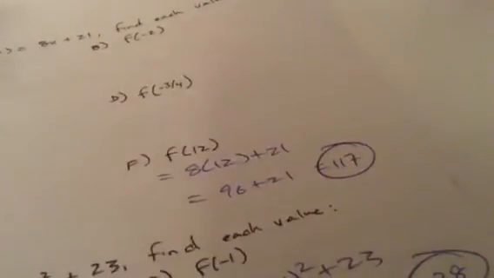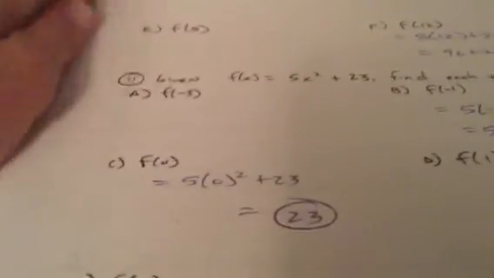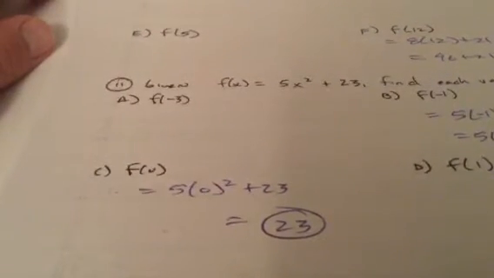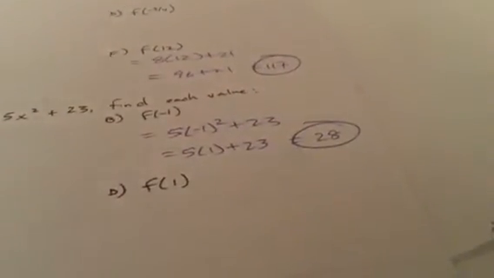Here is number 10. On 10, I did f of 12. That's really easy. Then on 11, there's C. There's B. And I think that's it.